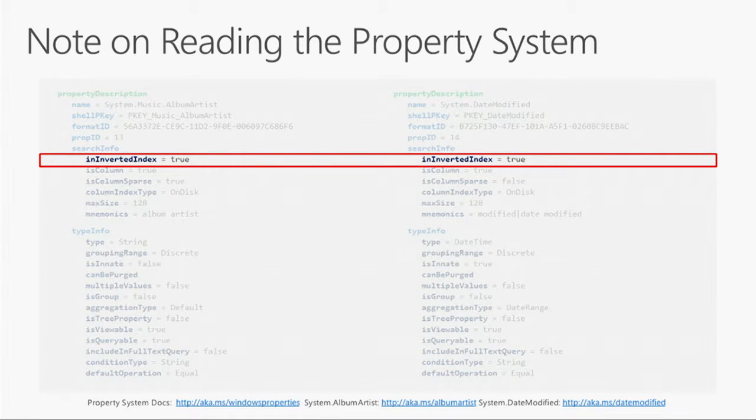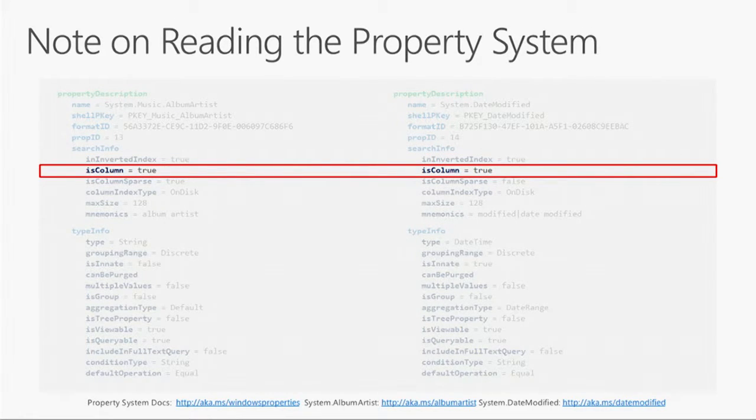Well, it's pretty simple. The first thing you need to look at is inverted index. Just do a quick check to make sure that's true. Most properties on the system it will be true for, but in the off chance it's set to false, that means the data won't be searchable. You can push in data for System.Music.AlbumArtist, but nothing's going to happen. The index will look at it and just drop it on the floor. So check to see: is inverted index equal to true.